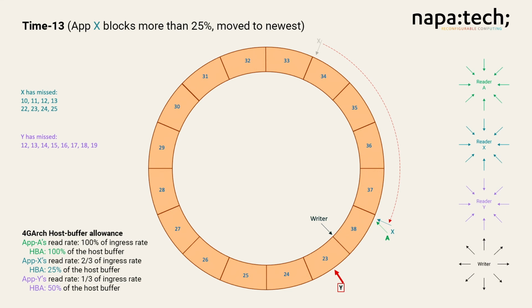Application A follows along as expected. Application X is lagging behind by 5 segments, more than the 25%, and will be moved up to the most recently filled segment, segment 38. However, there are now no more free segments as segment 23 is still blocked by application Y, since it has not yet completed the processing of the data in segment 23.